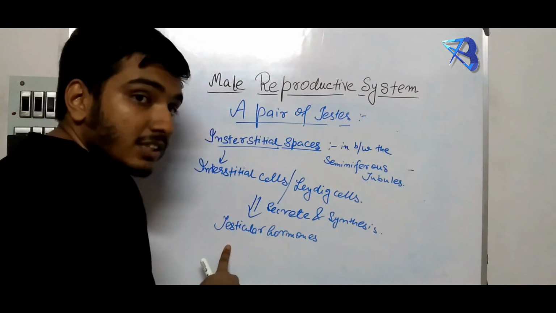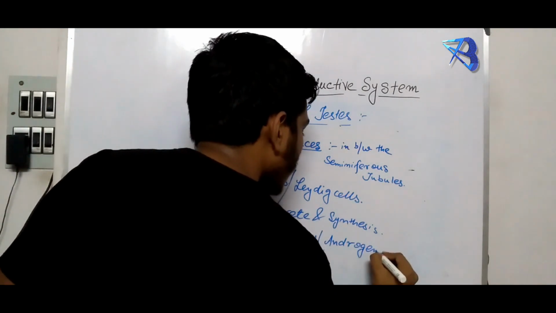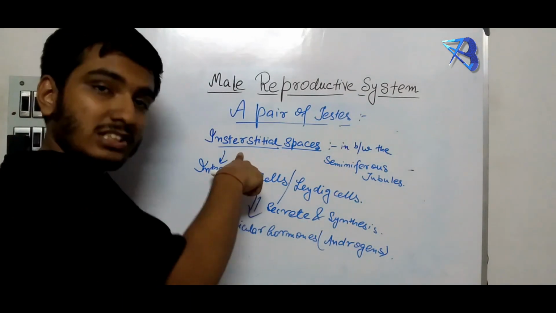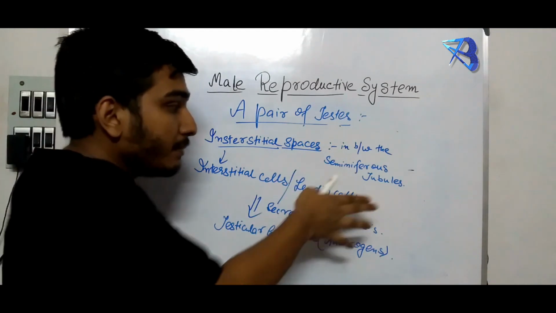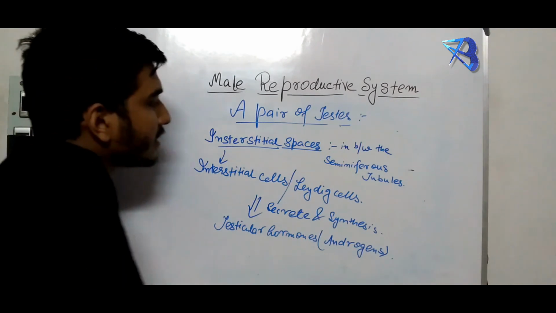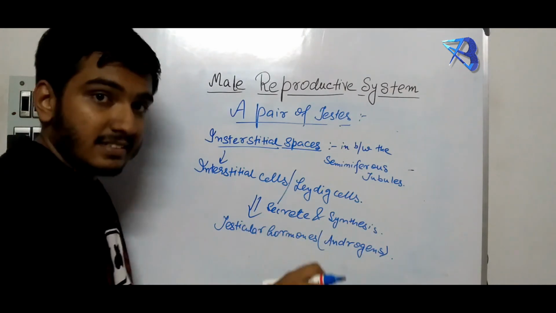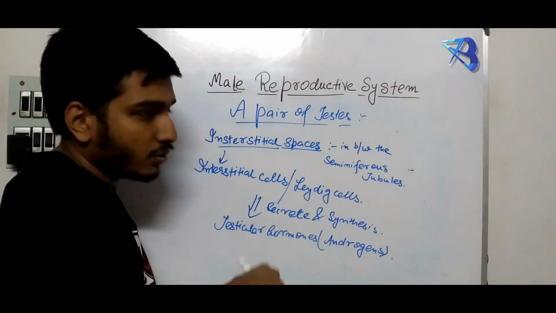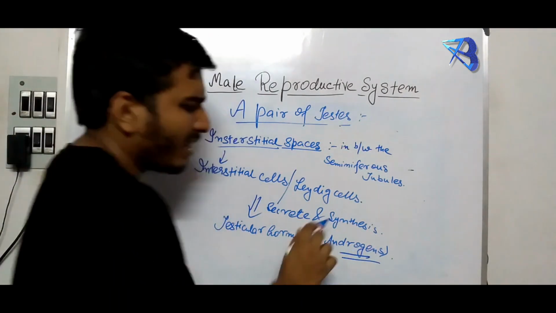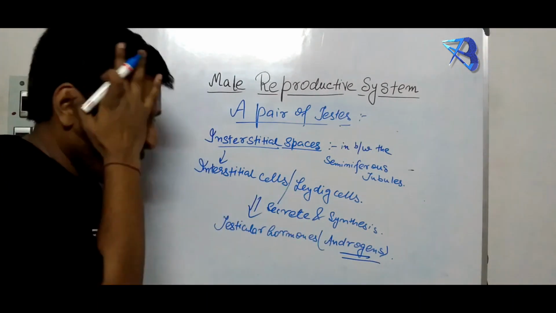What is the example of testicular hormones? It is the androgens. Okay. So what are the functions? Let's discuss once more. Interstitial spaces, which are present in between the seminiferous tubules, and the cells present in the interstitial spaces are known as the interstitial cells or the Leydig cells. They synthesize and secrete the testicular hormones. The example of one testicular hormone is the androgens. What is the function of this androgen? It helps in the growth of secondary male sexual characters.